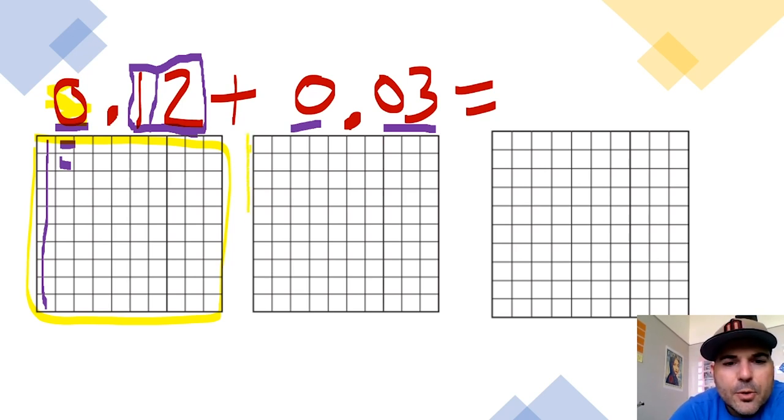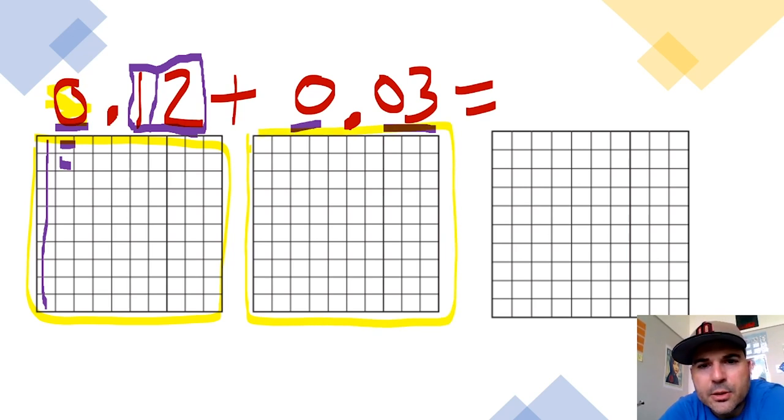When I go to see what I'm going to combine to it, I have another place value block or square that has 100 little squares inside of it. And it's asking us to add three of those 100 squares. So I'm going to color in three.